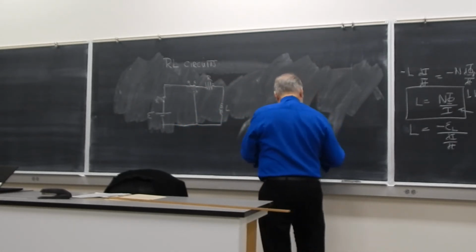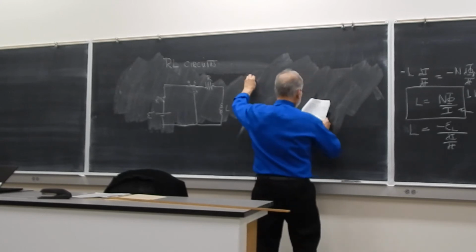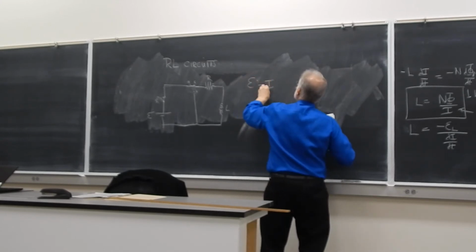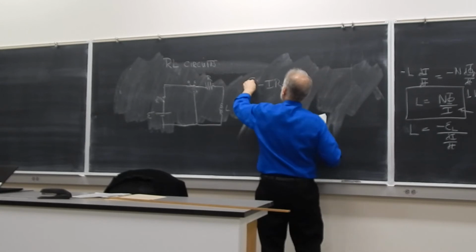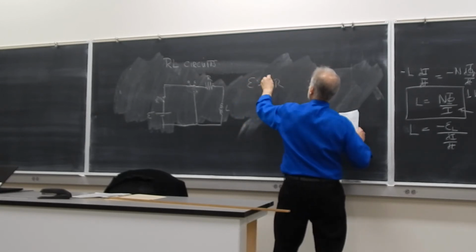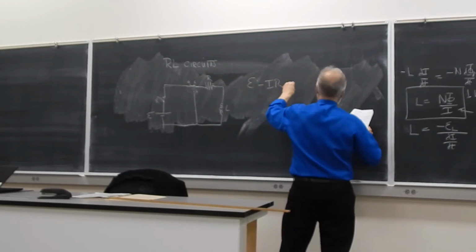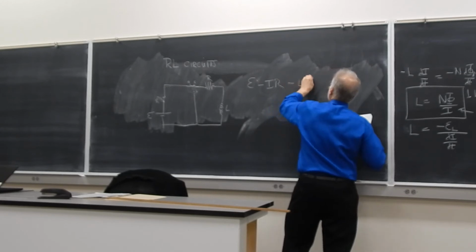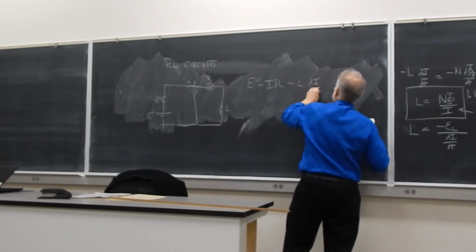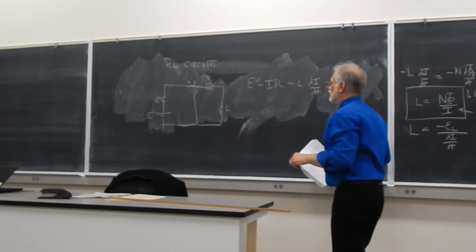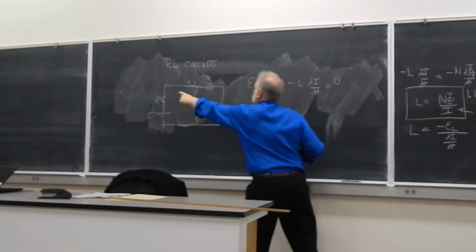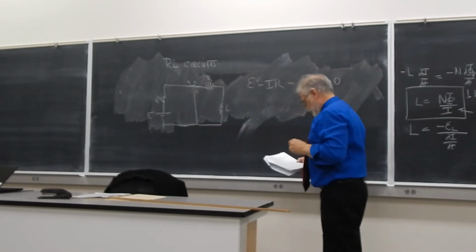Okay, that being the case, what's going to happen? Let's apply Kirchhoff's loop rule. So I have the voltage coming out of the battery minus the voltage dropped across the resistor minus the voltage dropped across the inductor is 0, right? So the sum of the voltages around the loop will be 0, Kirchhoff's loop rule.